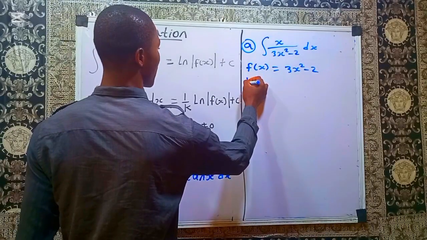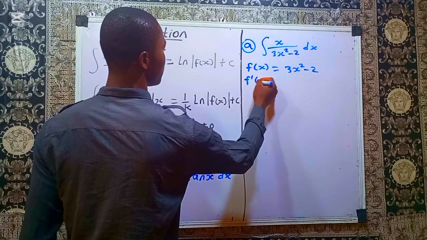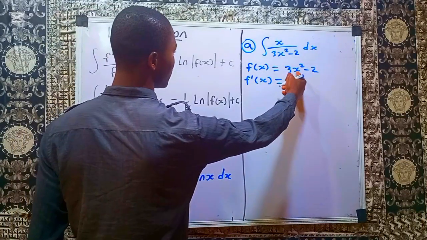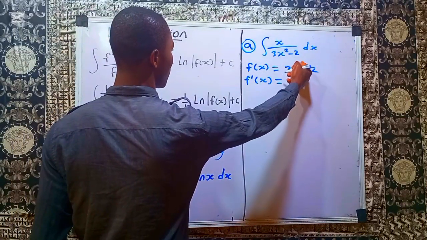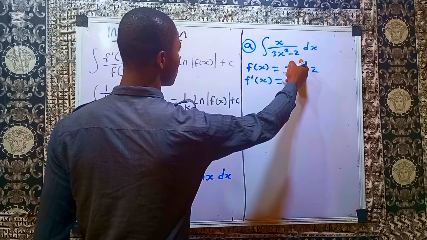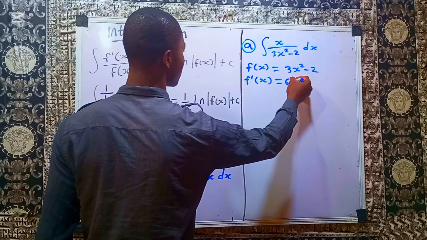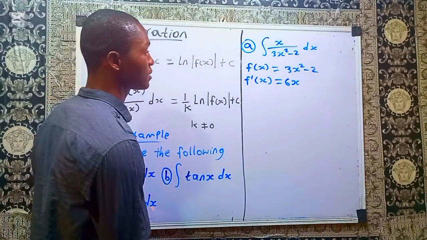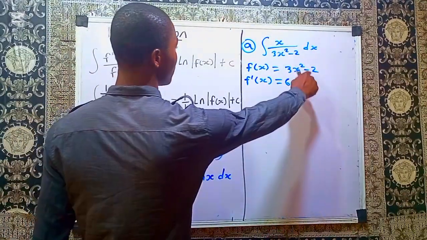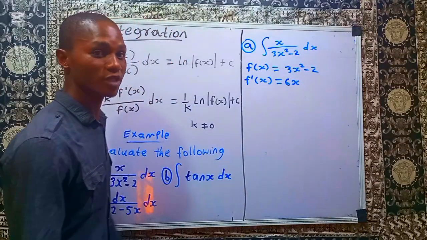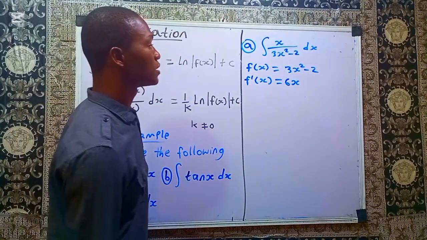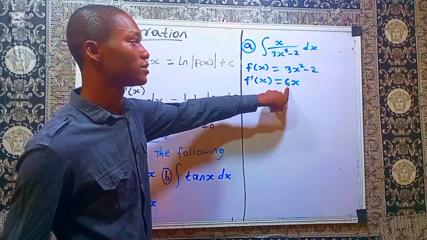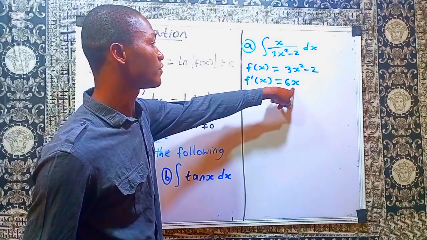Then let's look at f prime of x. Let's differentiate. We differentiate 3x squared: if you bring down the power, which is 2, multiply by 3, you are going to have 6x. Then if you remove 1 from 2, you are going to have 1. So that's 6x raised to power 1, that's 6x. Then if you differentiate negative 2, you get 0 because it's a constant. So the derivative of the denominator gave us 6x.